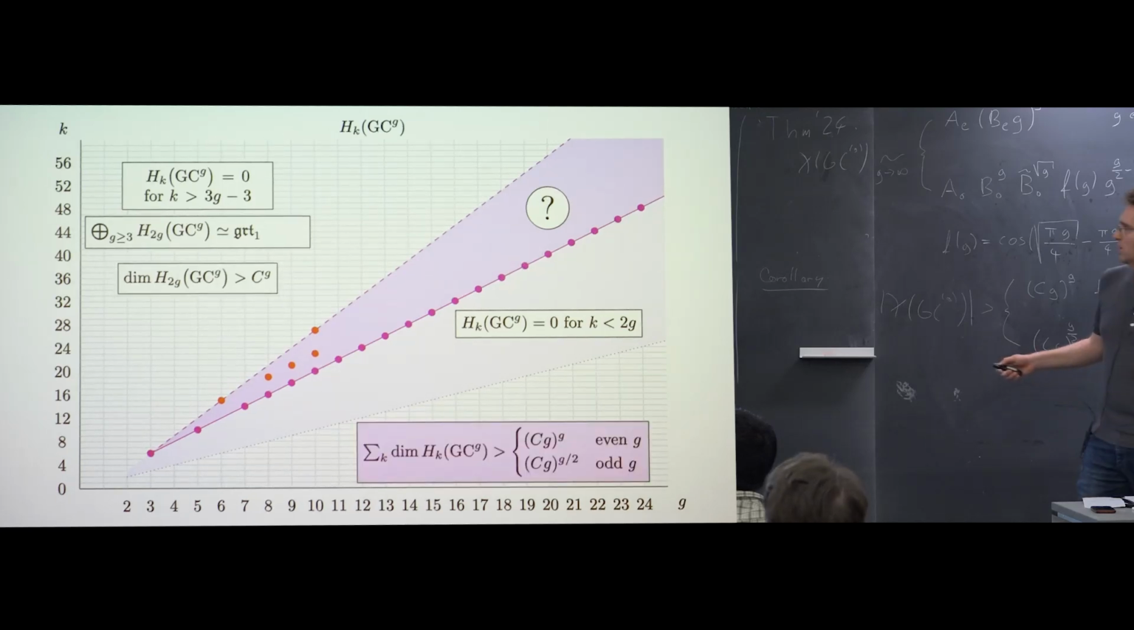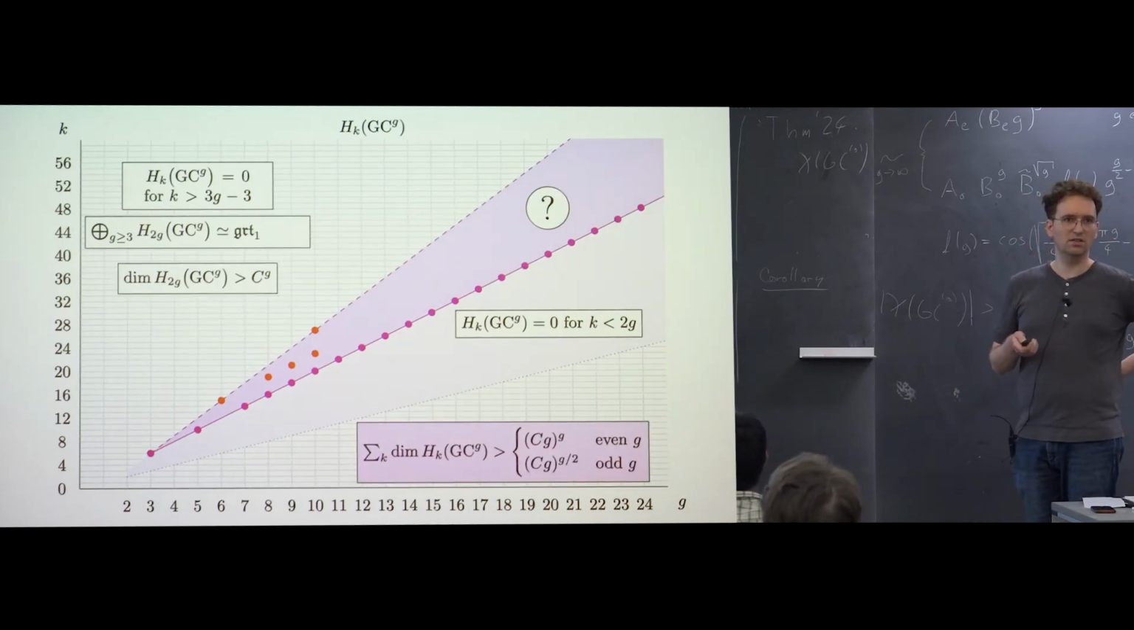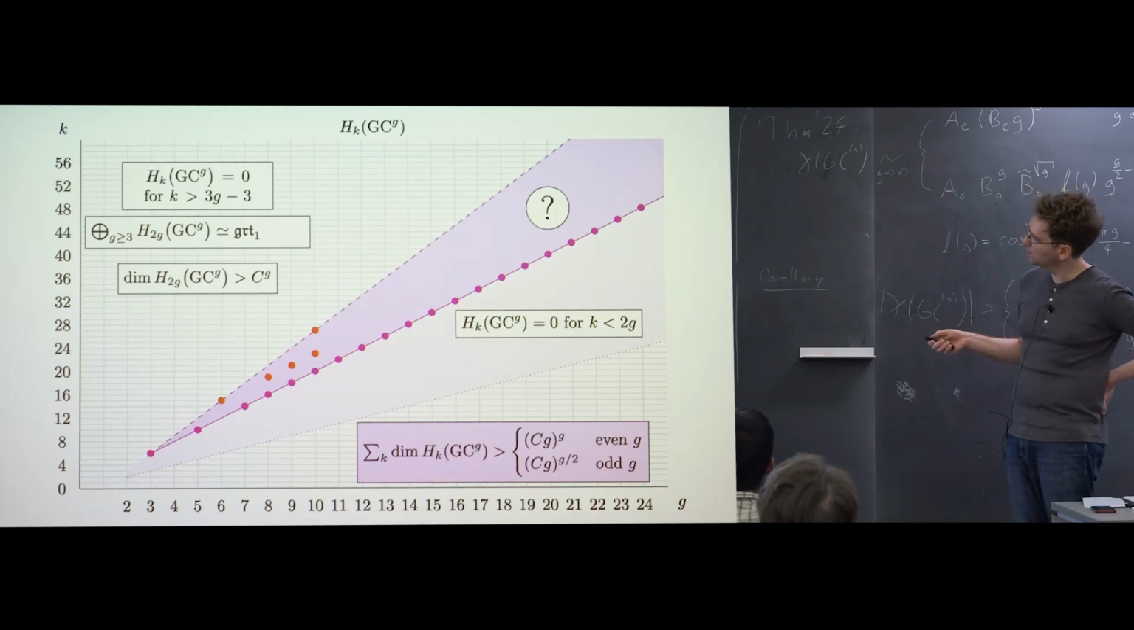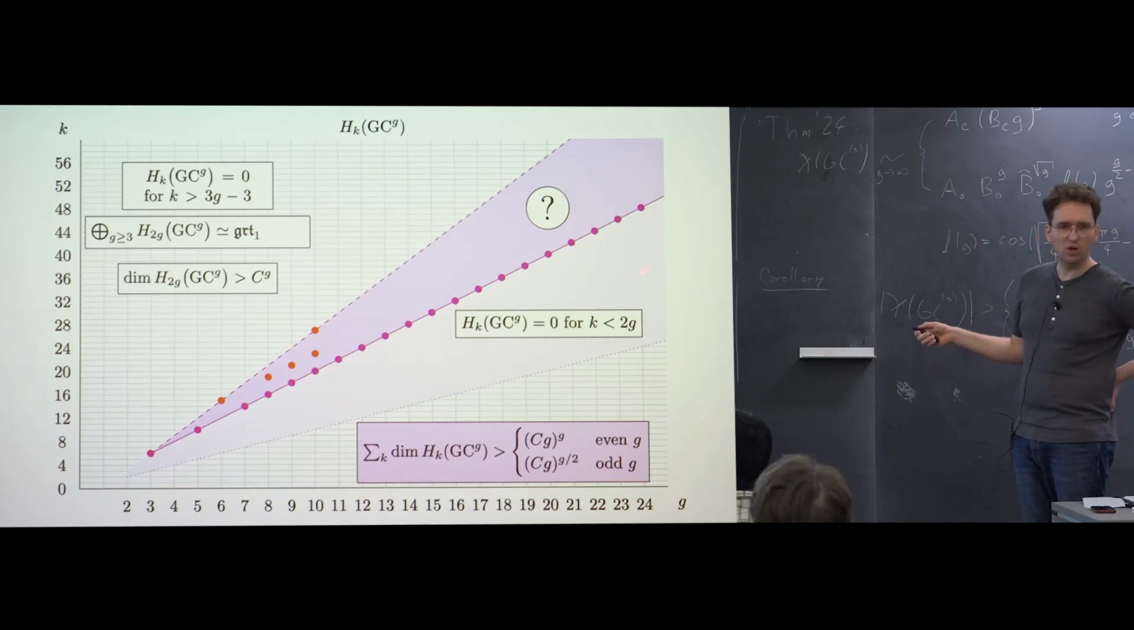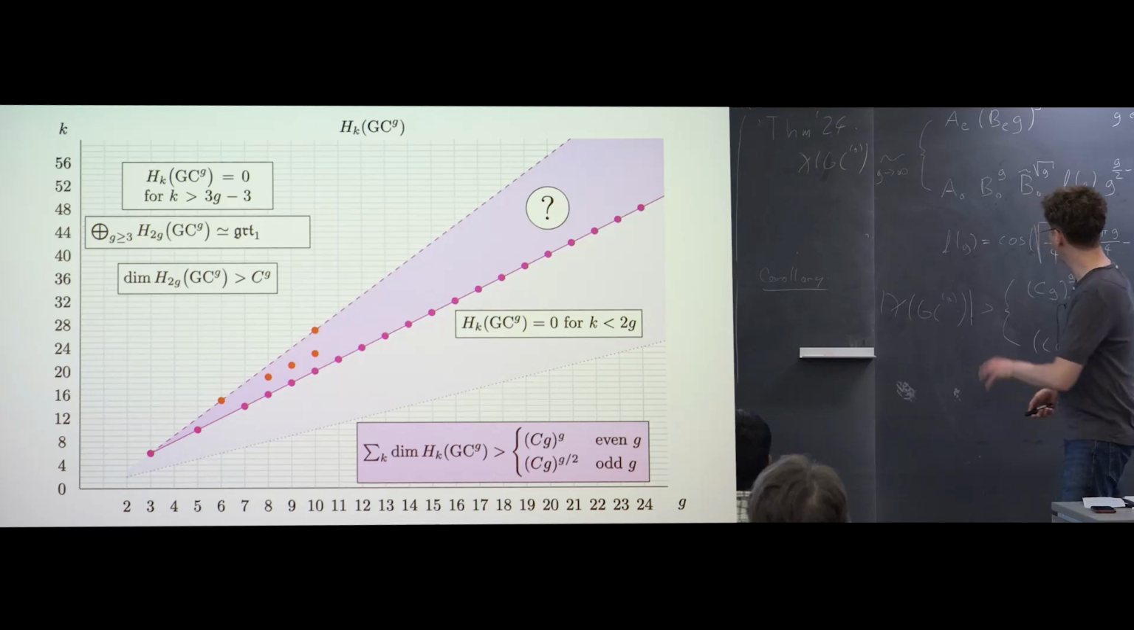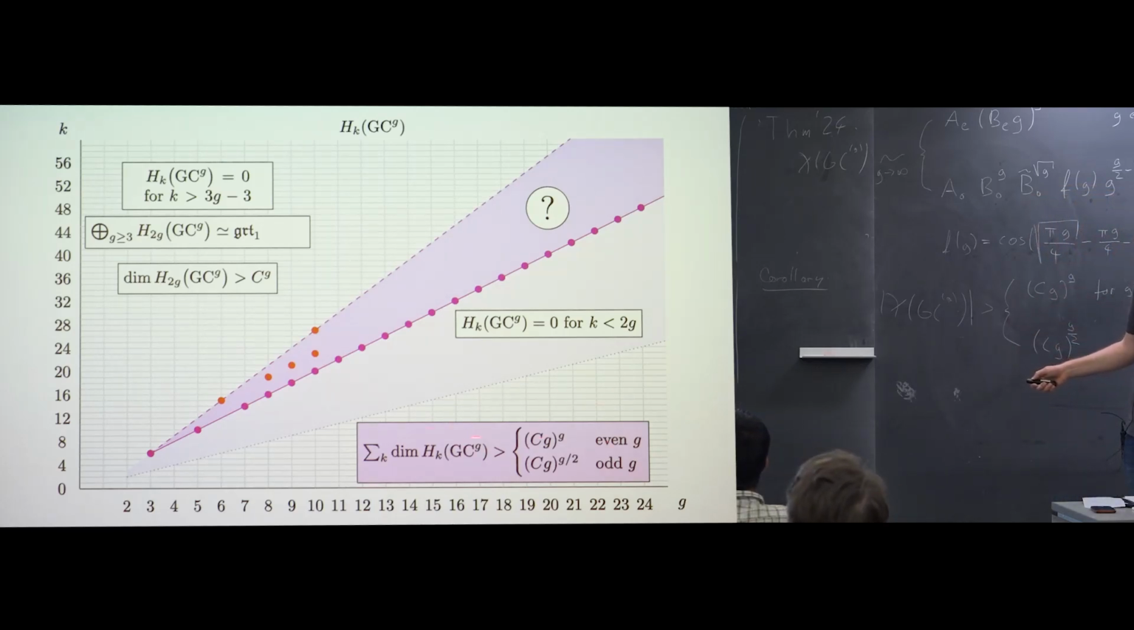The theorem now says that the analogous result to the Hara-Sergier story, that in this pink wedge that we see up here, there's also lots of stuff unknown. So in the pink wedge, we have this bound that I told you about, that there's super extra g to the power of g like growing homology in this complex for even g, and g to the power of g over 2 like growing homology in the odd g case.